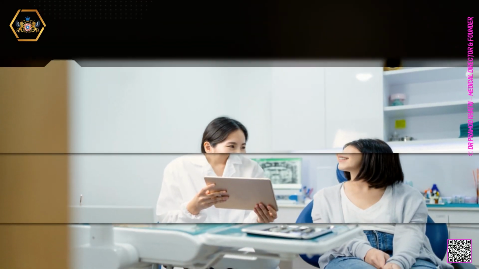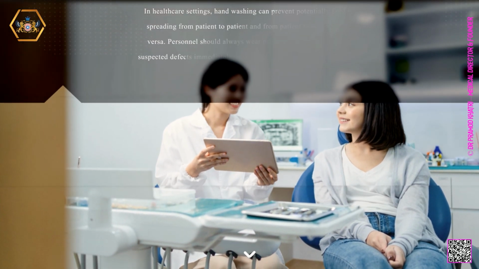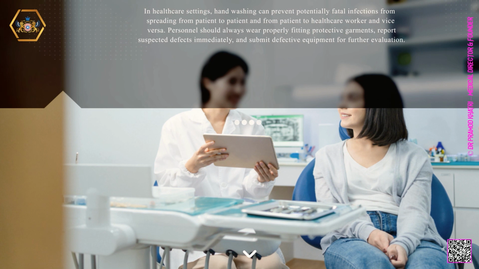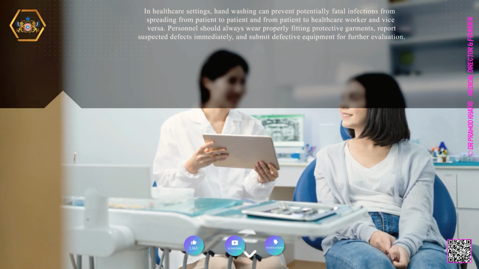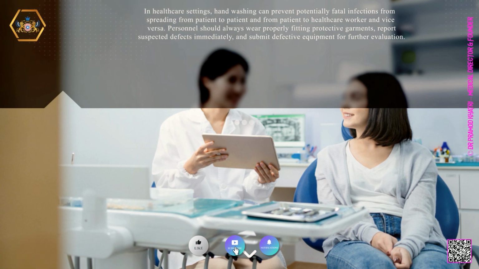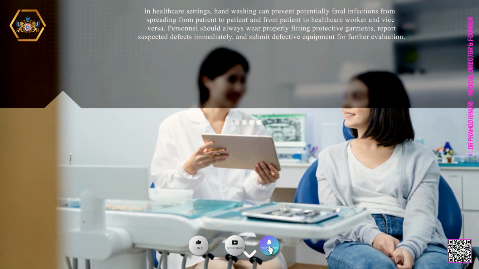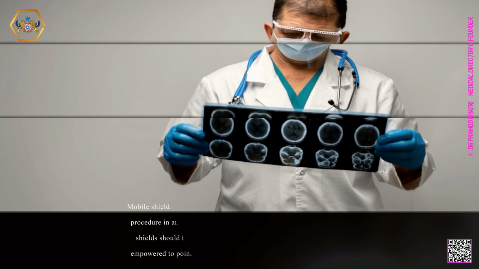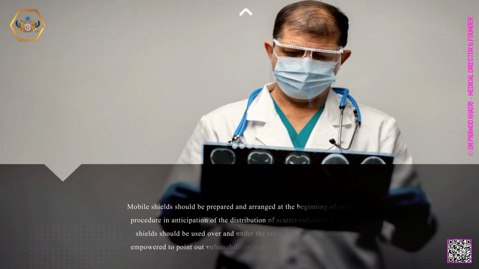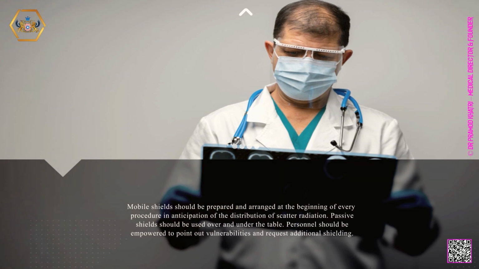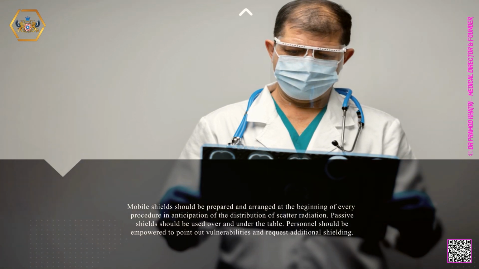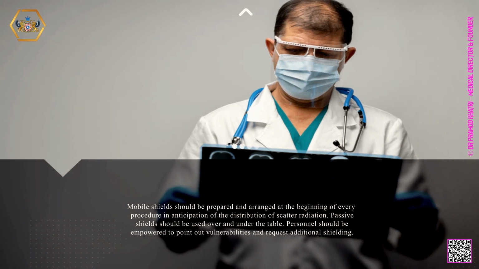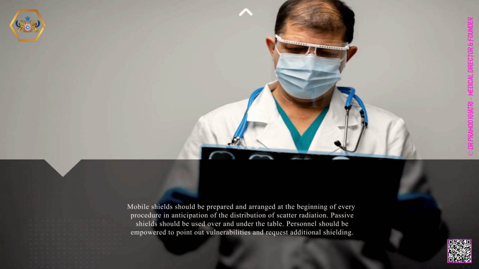In healthcare settings, hand washing can prevent potentially fatal infections from spreading from patient to patient and from patient to healthcare worker and vice versa. Personnel should always wear properly fitting protective garments, report suspected defects immediately, and submit defective equipment for further evaluation. Mobile shields should be prepared and arranged at the beginning of every procedure in anticipation of the distribution of scatter radiation. Passive shields should be used over and under the table. Personnel should be empowered to point out vulnerabilities and request additional shielding.